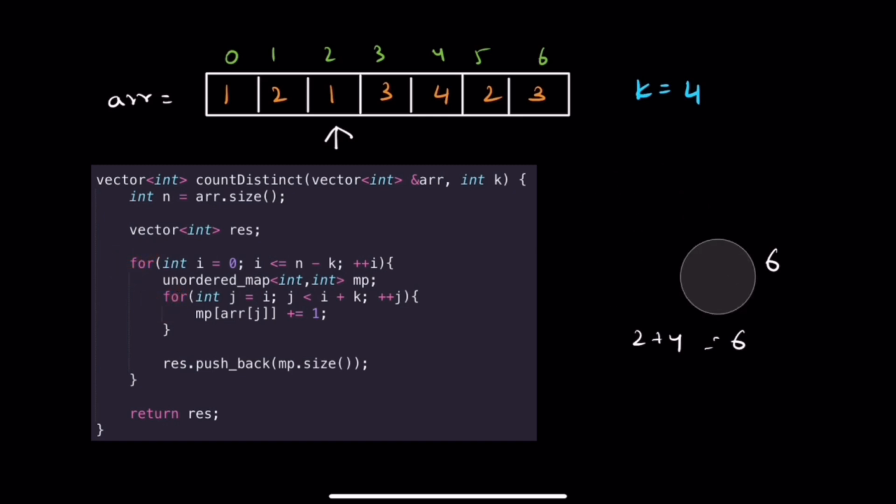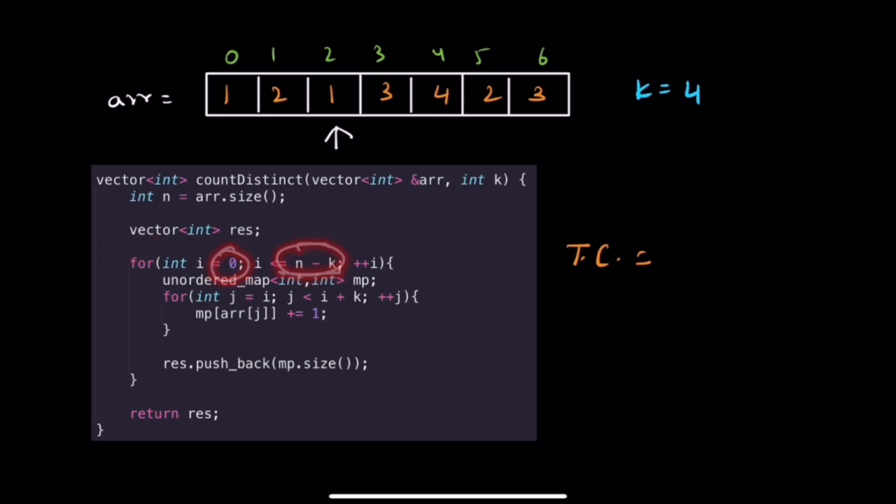Now, if we discuss the time complexity of this problem, what will it be? Here we are using two nested for loops. One loop goes from 0 to n minus k, which we can approximately say is n, right? So the outer loop will be O of n.